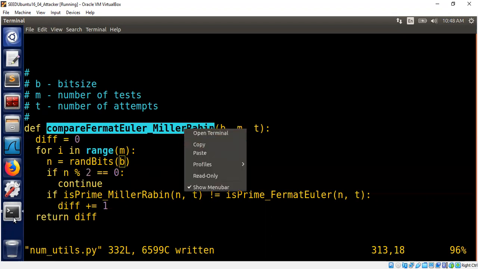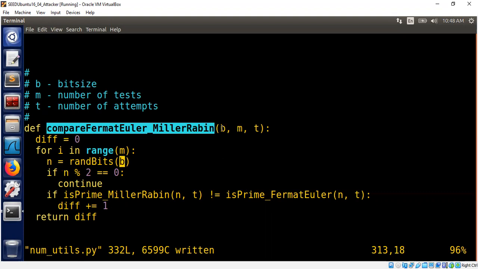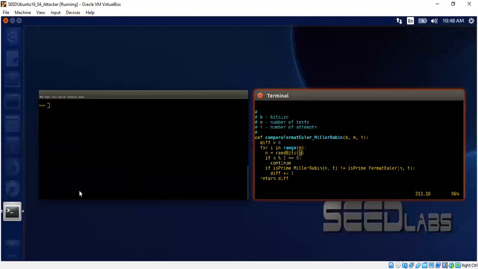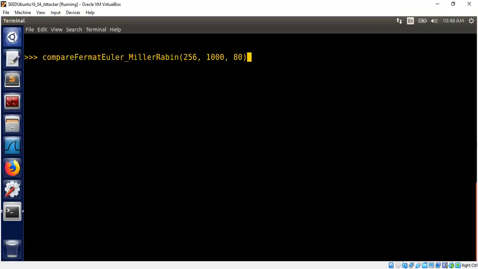So we would have to pass three arguments: the bit size, the number of tests, and the number of attempts we would like to make for randomization. Okay, so let's start simple. Suppose you would like to have 128-bit random numbers. Let's test 1,000 of those. In each test, we will allow at most 80 attempts before concluding a number is a prime. Okay, let's see what happens. See, no difference. 0 means no difference.